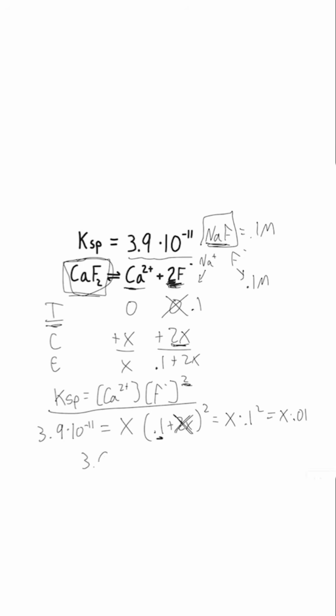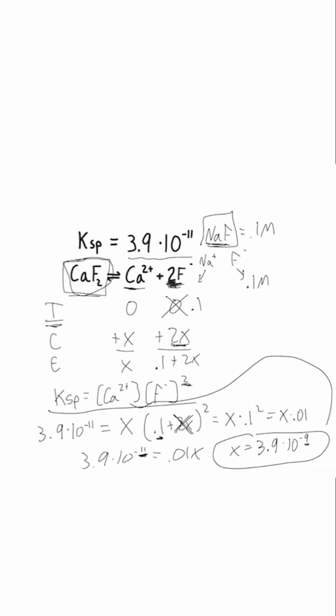Now we have 3.9 times 10 to the negative 11 is equal to 0.01x. 3.9 times 10 to the negative 11 divided by 0.01 is the same thing as multiplying it by 100. So x is equal to 3.9 times 10 to the negative 9, because if we multiply this by 100, we change that negative 11 to a negative 9. Then we can take x and plug that back in to the equation and get the concentration of calcium 2+.